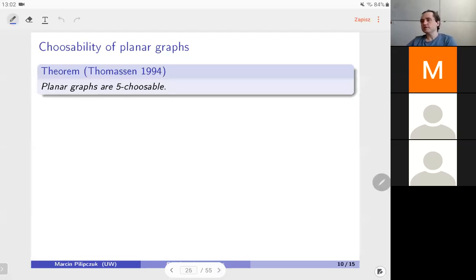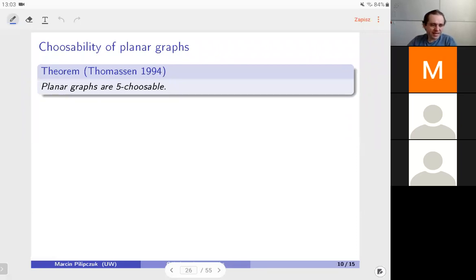But let's go to Thomassen's proof that planar graphs are 5 choosable. So we are going to actually prove more about planar graphs. The first proof was quite simple. Now we are going to show you a similarly simple algorithm. Actually, planar graphs are 5 choosable. So not only can you color them with colors 1 to 5, but you can color them if everybody has got different lists up there.